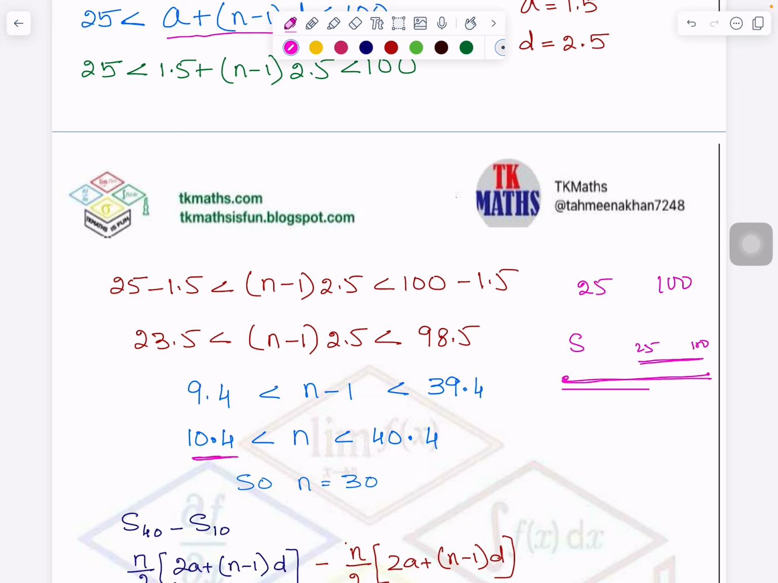10.4 means I'm talking about n greater than 10, because 10.4 is not a term. Terms are 10, 11, 12, 13, 14. So it means I'm talking about term 11 up till term 40, right? So these are 30 terms. I'm talking about all the terms from here, 10, until here, 40.